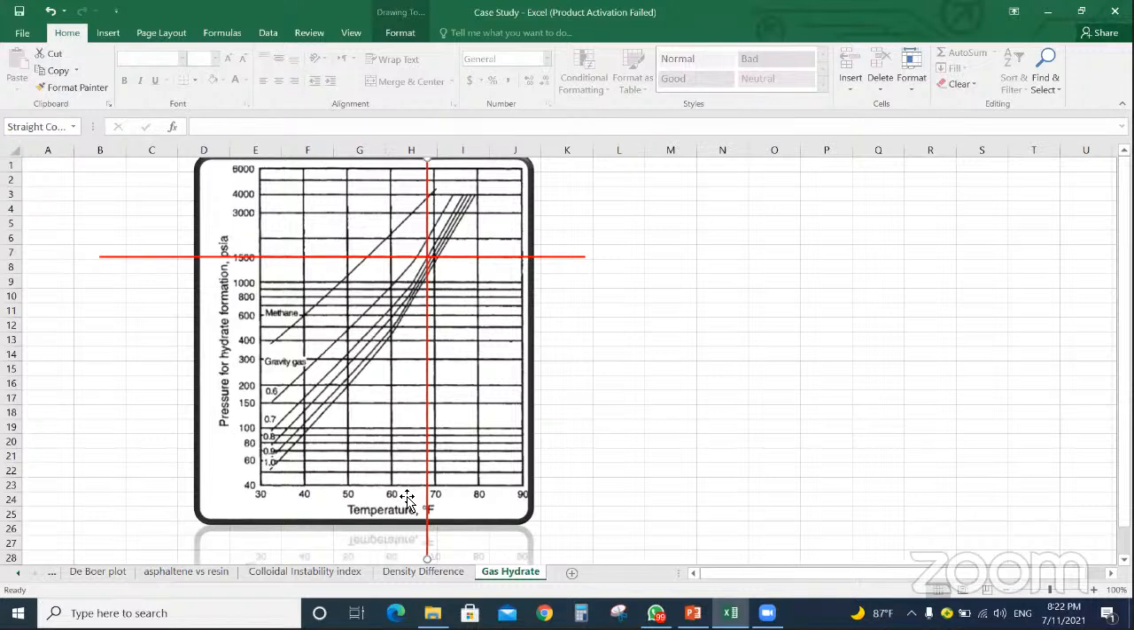So 68. If the system is operated at a temperature less than 68, we can expect that we will have a hydrate formation if we have any free water production.